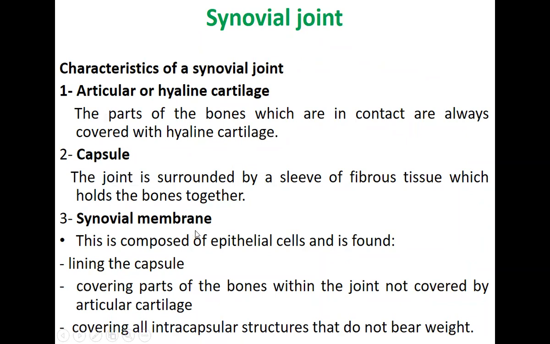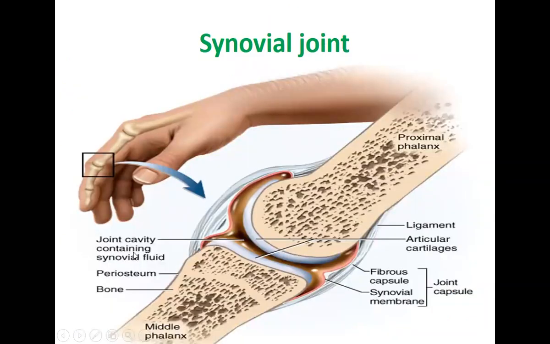Then it is lined inside by the synovial membrane. This is composed of epithelial cells and is found lining the capsule. From inside, this red line, the lining, is called the synovial membrane. Outside we have the fibrous capsule, inside we have the synovial membrane, this pinkish line. Together, these form the joint capsule.